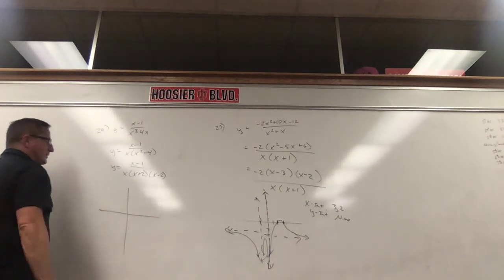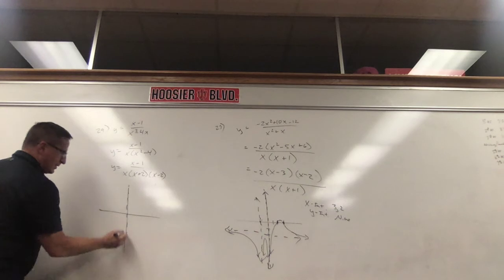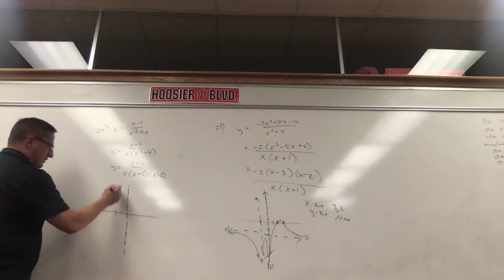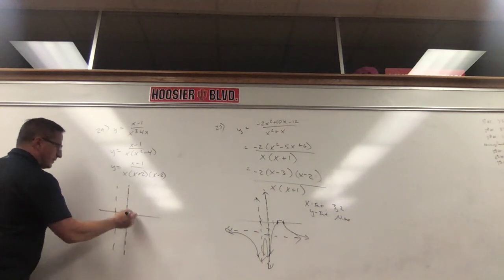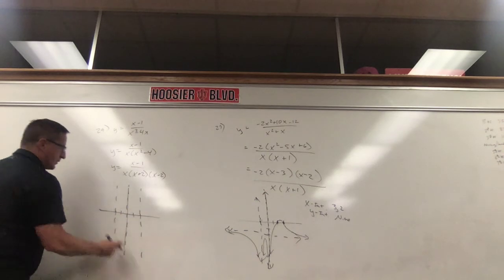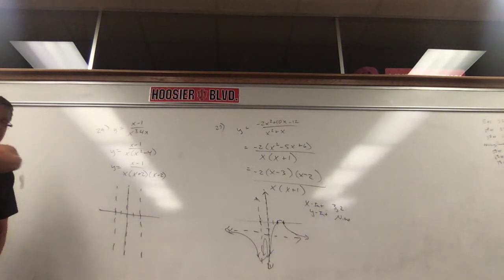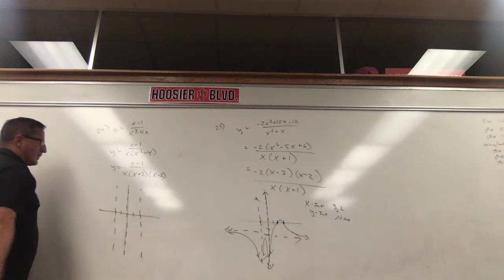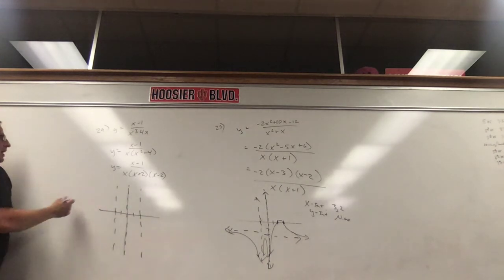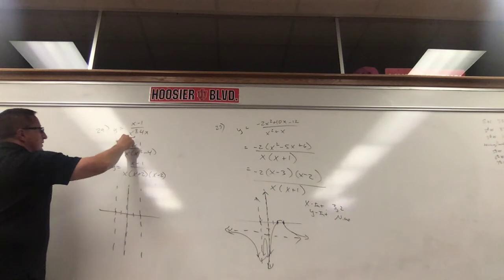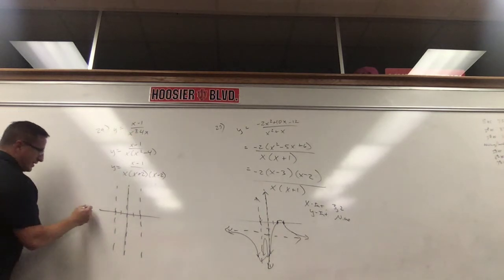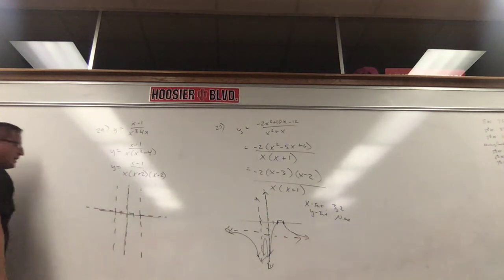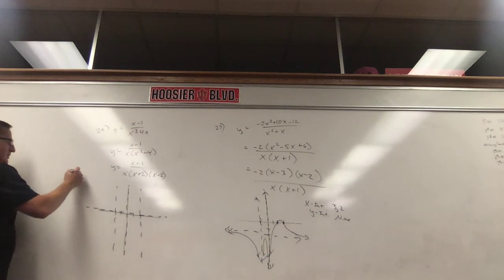Okay, so what do we have here? What makes the bottom 0? 0, negative 2, and positive 2. So we have 4 sections this time. We have 3 asymptotes, we have 4 sections: the left, the right, the left middle, and the right middle. Okay? So the degree of the top is smaller than the degree of the bottom, so it's going to approach the x-axis.